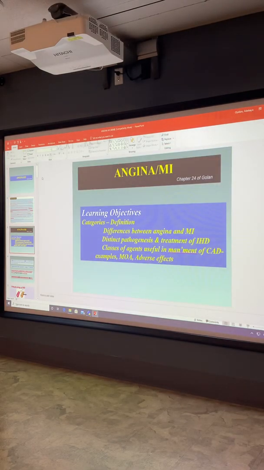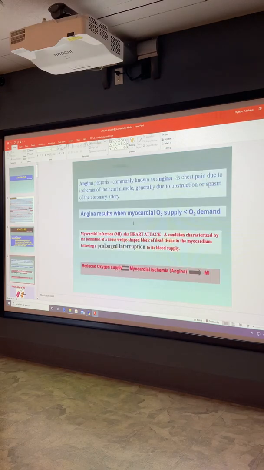So today, I'll be talking about angina and myocardial infarction. We will define them. We will look at the differences between the two, the distinct pathogenesis and treatment of ischemic heart disease, and the classes of agents that are useful in the management of coronary artery disease. We will give examples, mechanisms of action, and the adverse effects.